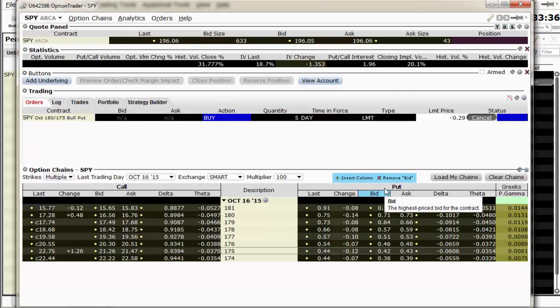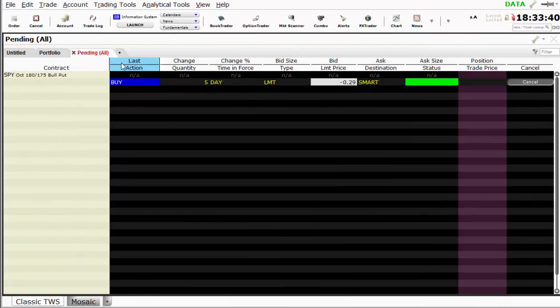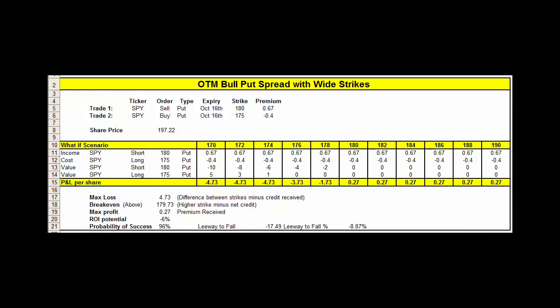So that order has now gone into the system. It may not get filled straight away. We may haggle that back down to 27 later on. We'll just leave it as is.